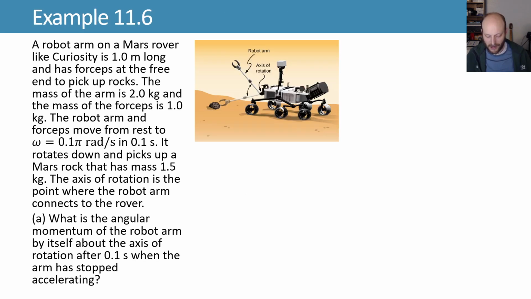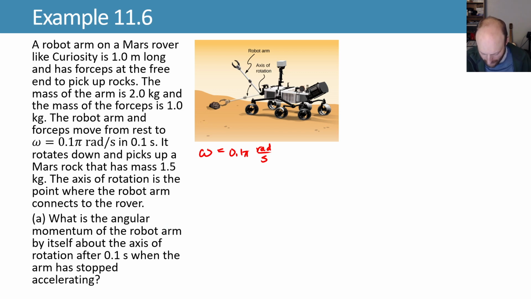All right, let's consider this robot arm. We have a robot arm on the Mars rover, something like Curiosity, that's trying to pick something up. We have some information about how it's moving, and I'm going to note as I read this that we have an omega that's equal to 0.1 pi radians per second. That's the angular velocity that our arm's moving with. It rotates and picks up a Mars rock with a mass of 1.5 kilograms. And now we want to know what's the angular momentum of the robot arm by itself about the axis of rotation after 0.1 seconds when the arm has stopped accelerating.